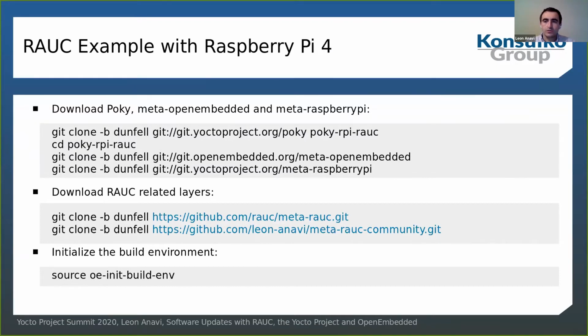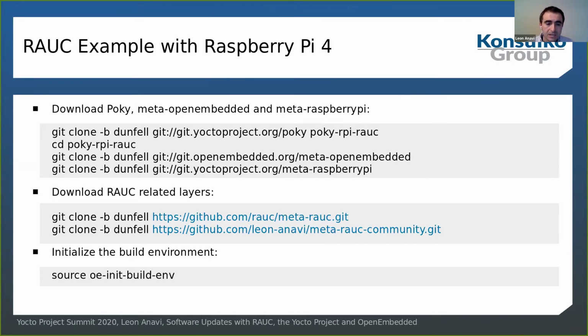I'm just showing you the exact steps, so hopefully you can just copy and paste them, get the image, and do the things that I'm going to do. It should work out of the box. The example is based on release Dunfell. The first step is to download Poky, meta-openembedded, and meta-raspberrypi. Of course, meta-raspberrypi is the BSP layer that we will be using for the particular target, the Raspberry Pi.